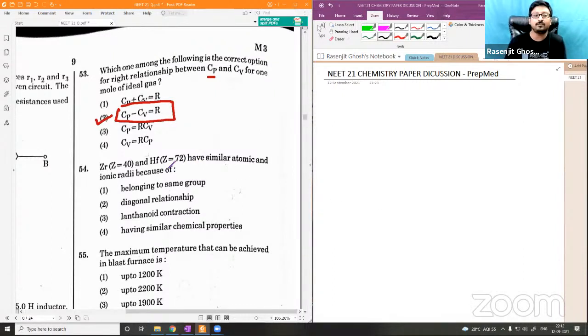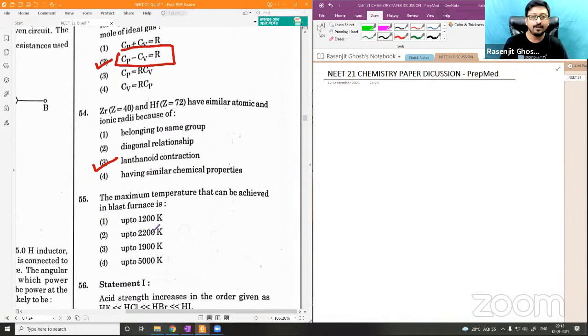Acha, question 54, zirconium and hafnium. Zirconium is a 4D element, and hafnium is a 5D element. So the difference is that in between, the 4F comes in. So they have similar ionic radii, since the 4F orbital is incorporated between the 4D and the 5D. So they have a similar atomic and ionic radius due to the lanthanide contraction. Right?